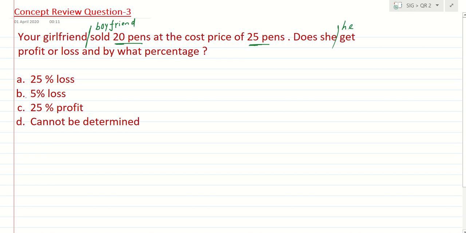So options A and B we can eliminate, because I am selling 20 pens at the cost price of 25 pens. Correct? So the opposite is the profit. Now, how do I solve it? But remember, we also have option D. This is very important to understand, how to solve it. So can I write it in the simplest way?